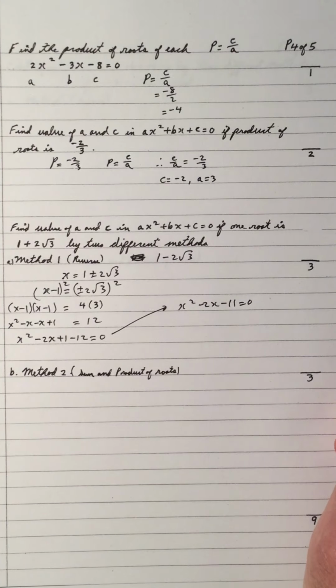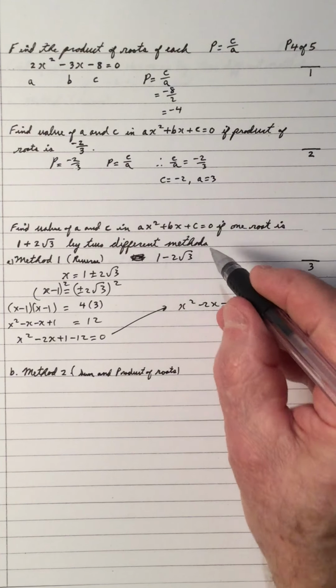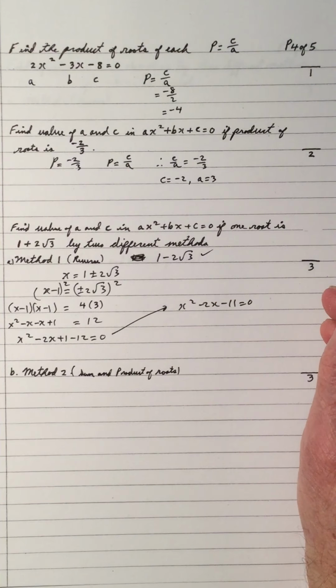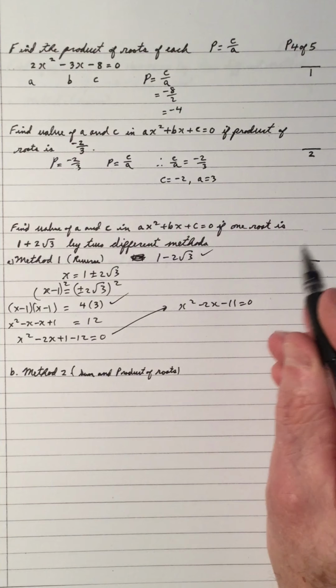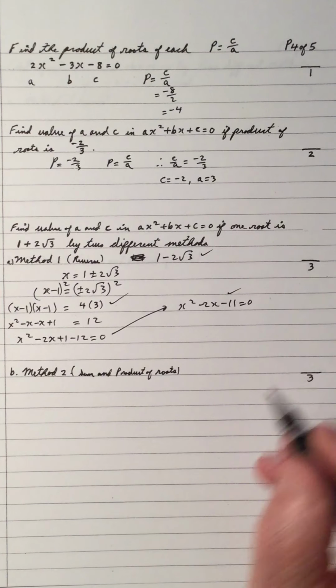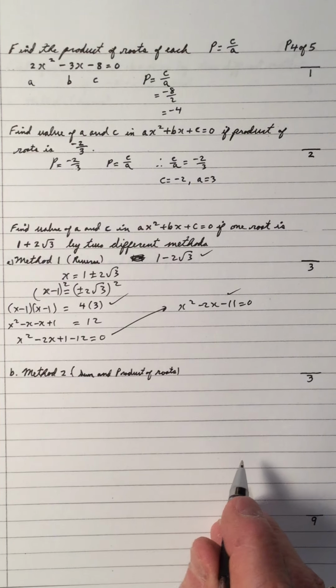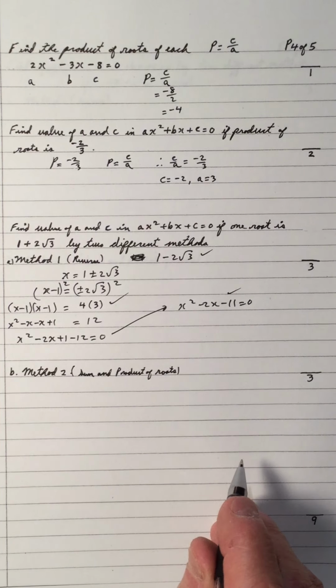And that's working out the quadratic equation by the reverse method. And again, if you got the conjugate, you get a mark. If you have this equation, you get a mark. 3 marks altogether. And now we're going to work it out. This was working it out by the reverse method. I'm going to work it out now by the sum and the product of the roots.